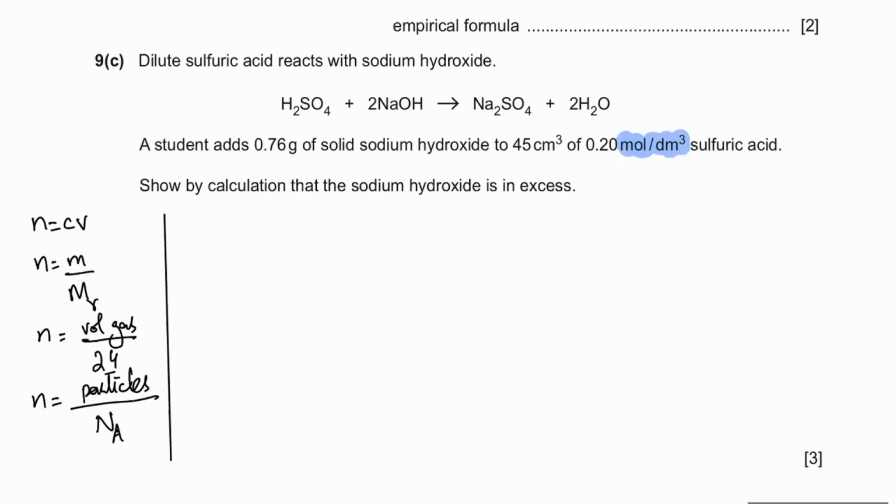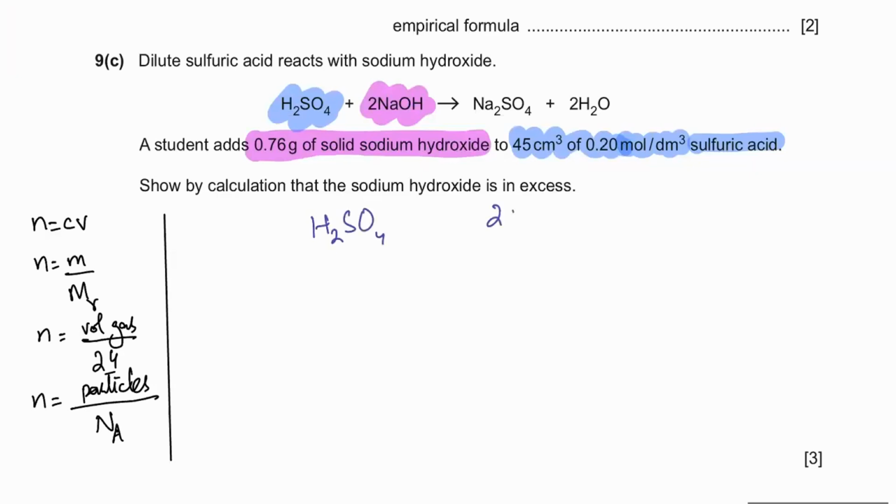A student adds 0.6 grams of solid sodium hydroxide. So solid sodium hydroxide है, तो इसका मतलब है ये एक solid आ गया हमारे पास, और उसका mass है. And the other one is volume of this much sulfuric acid. तो मतलब ये important bit है और ये important bit है. So I'll just copy these parts. H2SO4 and 2NaOH. मैंने आपसे कहा है कि जो भी solution होगा आप उसके moles लेंगे.